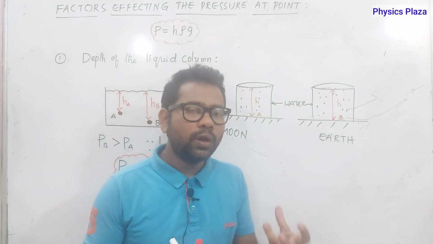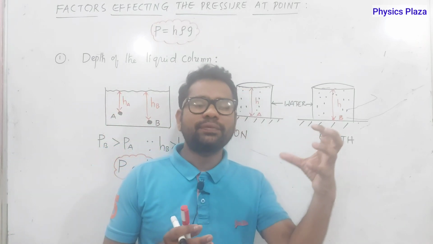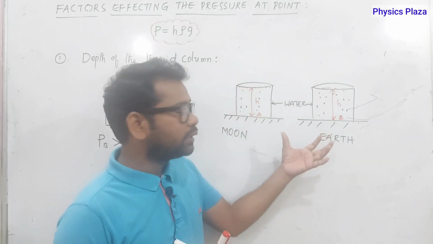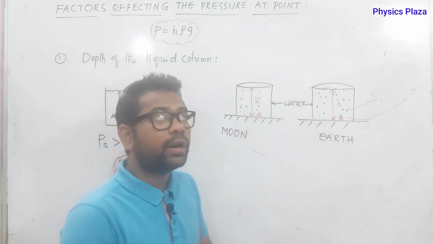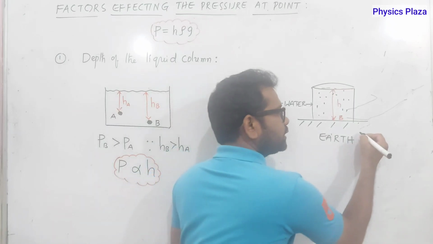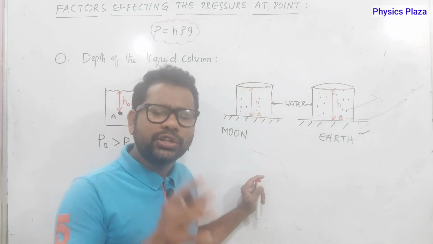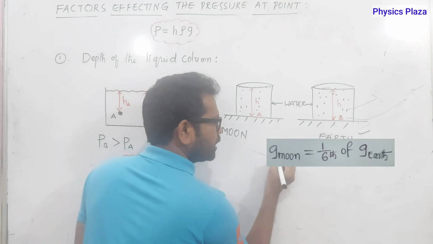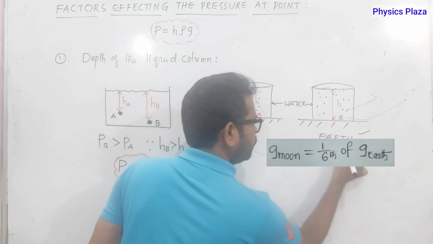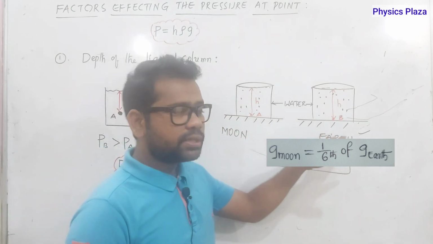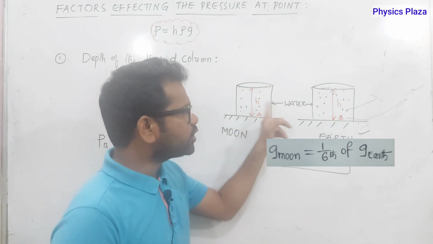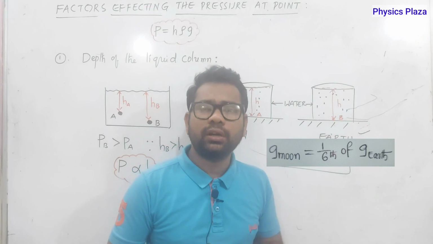Then we have to recall the concept of force of gravity. Force of gravity, children, is very, very important. In which case are the atoms of the liquid attracted with a greater force? In the earth case only. Why? The g value is more, children. So on the earth surface, the g value is more than that of the moon surface. Then obviously what will happen? In which case will the liquid have more weight, children?